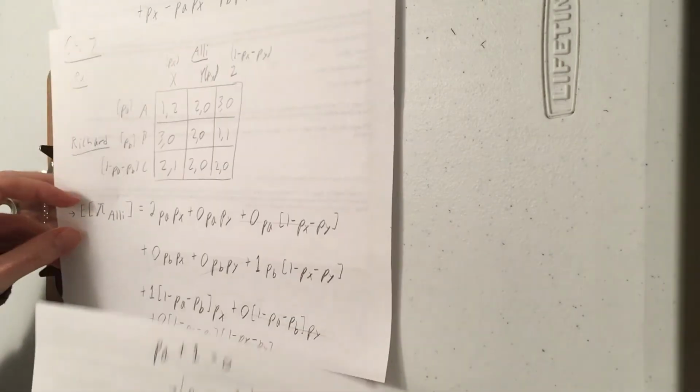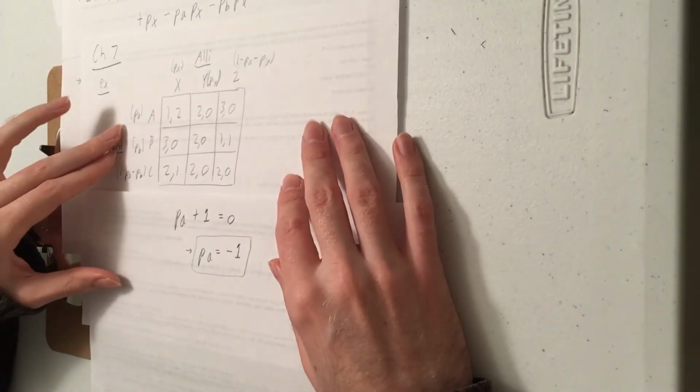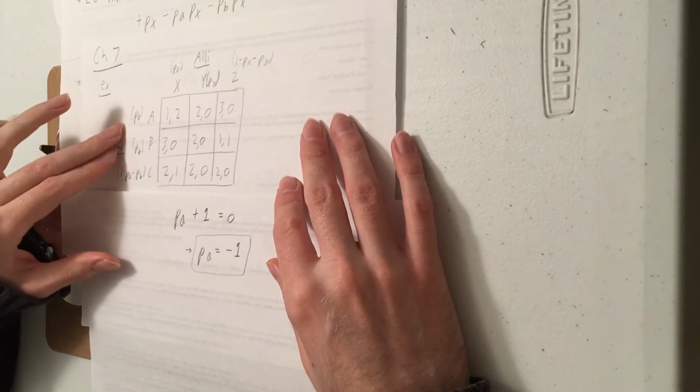So you probably found that rather troubling. That's because PA is a probability. So in our game, PA is the probability that Richard plays A. So we're saying that Richard is going to play A with probability negative 1. That's impossible because probabilities can never be negative.